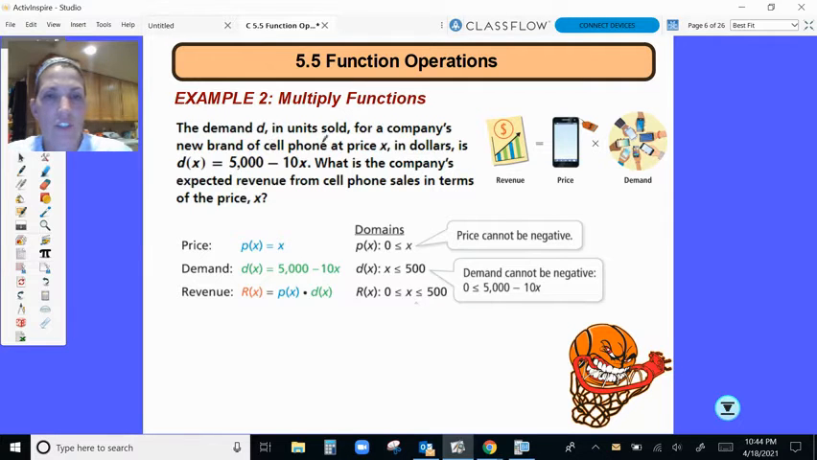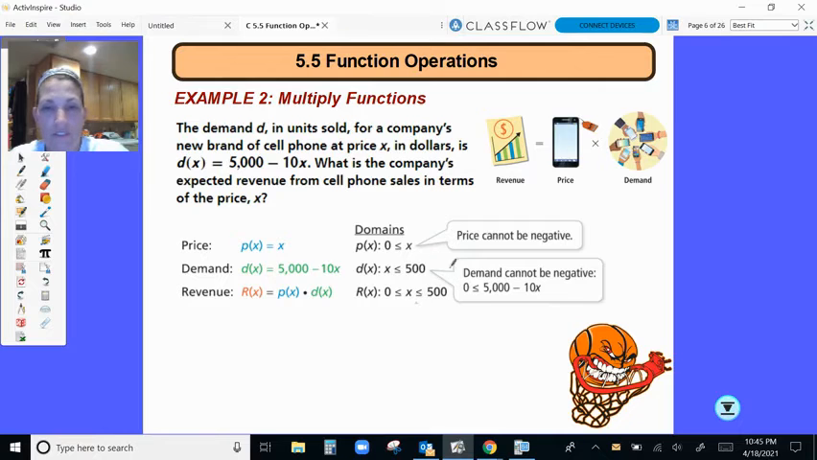The demand D in units sold for a company's new brand of cell phone at price X in dollars is right here. So this is my demand function, 5,000 minus 10 times the price. What is the company's expected revenue from the cell phones in terms of the price X? So my price equals P of X, which is X. Okay, my domain should be 0 is less than X. My price can't be negative, right? That's my domain. My demand is 5,000 minus 10X, which is demand cannot exceed 5,000, right?